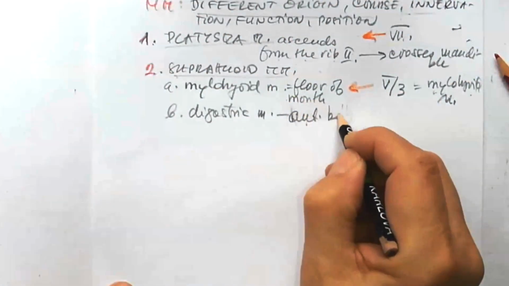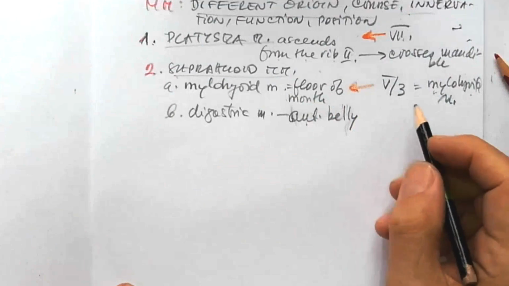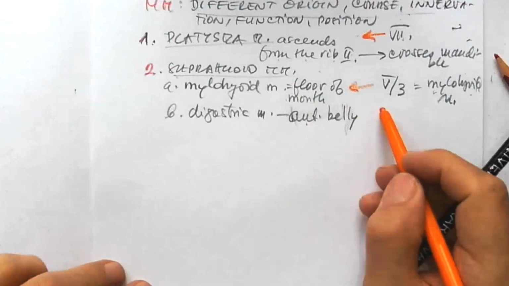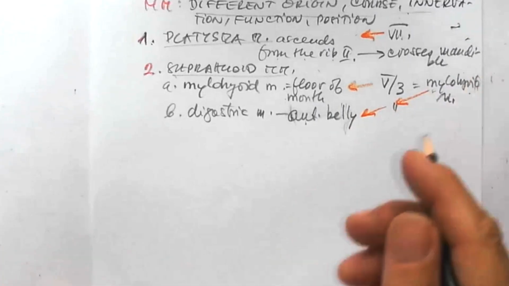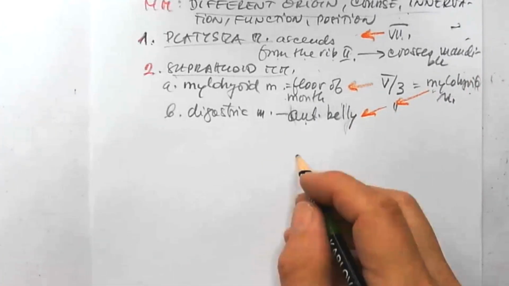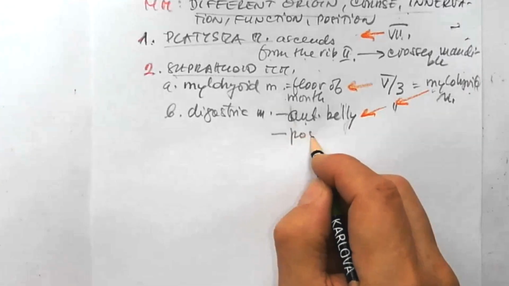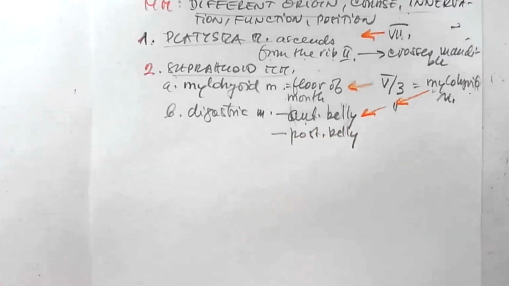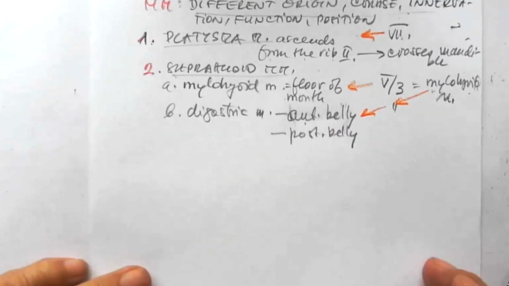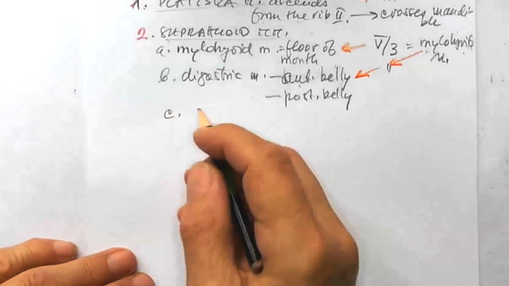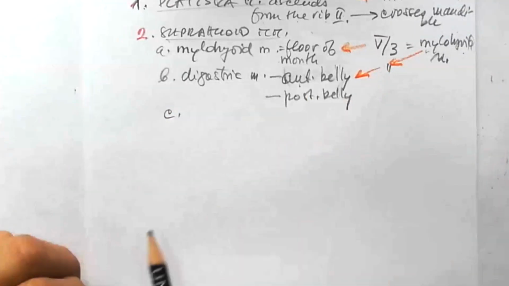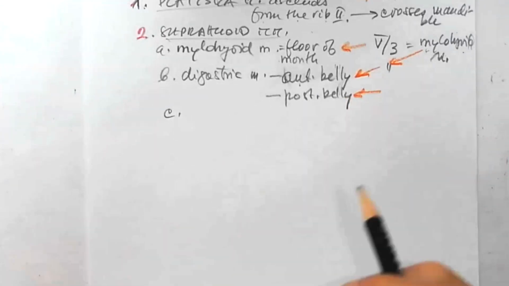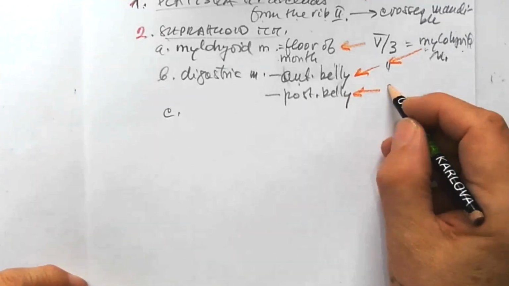Anterior belly, correct. Anterior belly is better now. It is innervated again by the same nerve, the mylohyoid nerve. And the posterior belly, venter posterior. These bellies will be described in the submandibular trigone, so it doesn't need any extra comments. Number 3 or C, just by the way, because I haven't mentioned the posterior belly, which is a mistake. The posterior belly is innervated by nerve number 7.